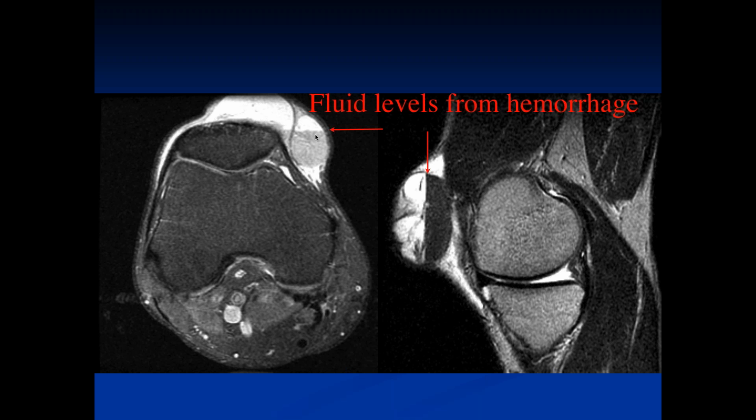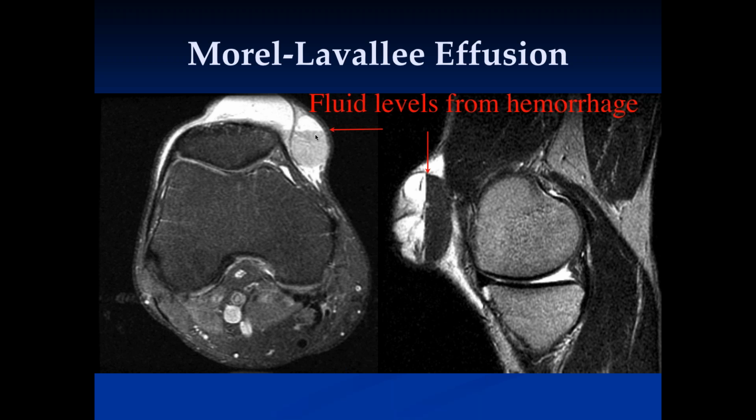So they're fluid levels, and this is a Morel-Lavallee lesion. These are typically glancing blows to the skin, where you get compression and then lateral displacement of the skin, so that you get tearing along the deep fascia. You then get hemorrhage, and then you get this pocket, and it has difficulty healing because the hemorrhage keeps the tissues apart. So these have to be aspirated and compression bandaged, and it can be a problem getting these to heal, and they can become very chronic lesions.